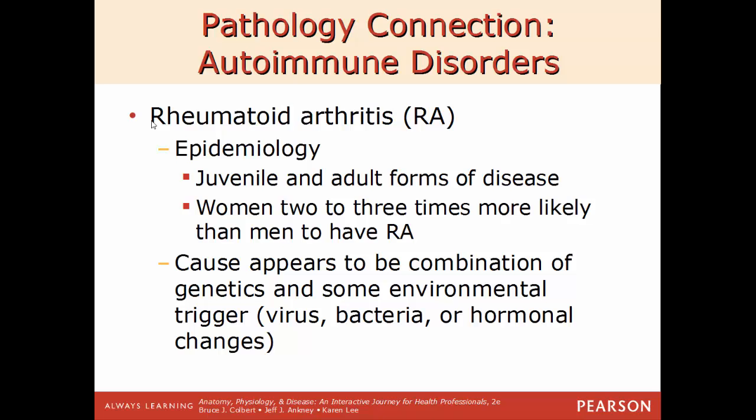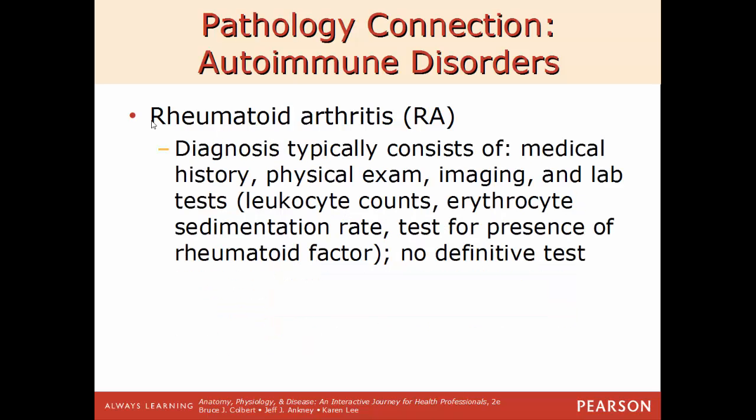And the cause for RA seems to be the combination of genetics and some environmental factors. It could be a virus, it could be bacteria, it could be hormonal changes. Now, diagnosis typically will consist of medical history, physical exam, imaging, lab tests such as leukocyte counts or red blood cell sedimentation rates, and the presence of a rheumatoid factor. But there's no one definitive test for RA.